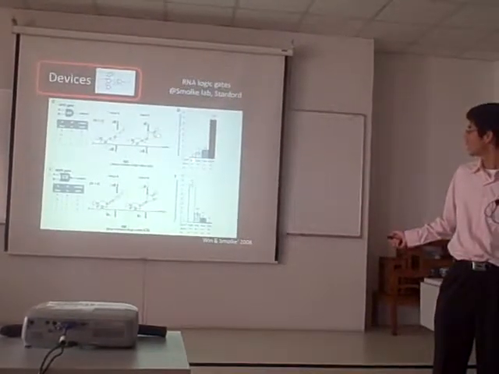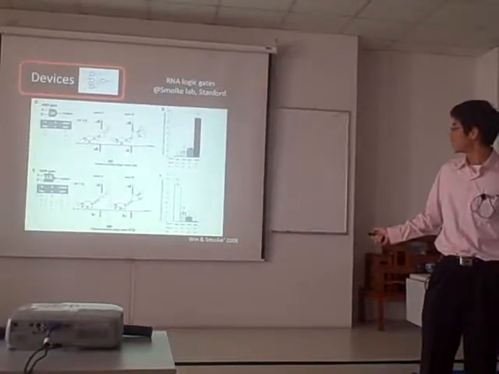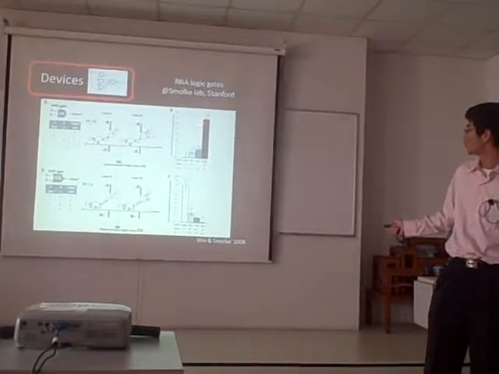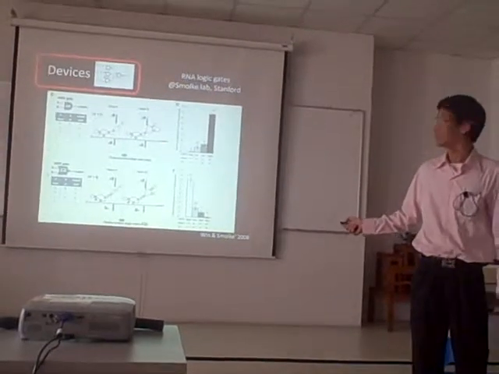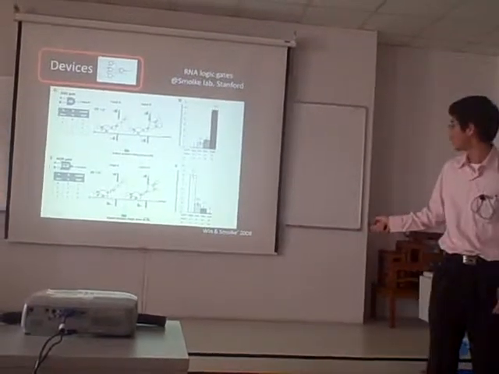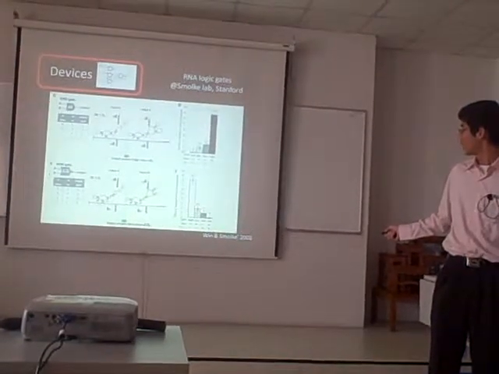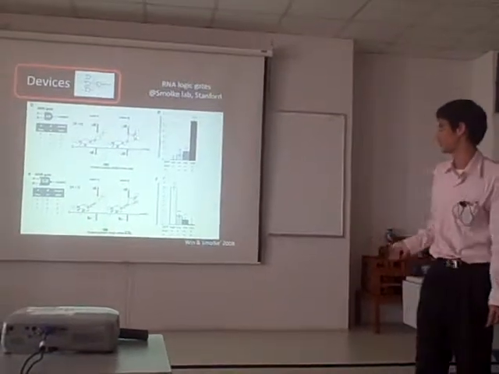The way it works is that if you have only one input, this one or this one, there's no output coming out. But if you have both of them, then it expresses something downstream. So it's an AND gate because you need two inputs in order to have an output. Or this one is a NOR gate, for example. You need to have neither of the inputs so that you have some output.